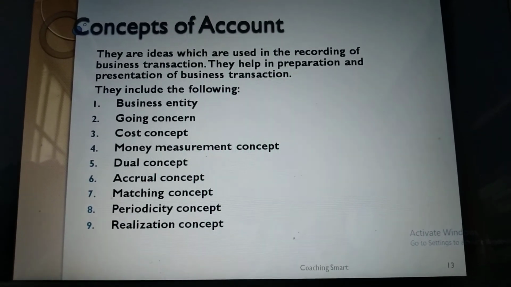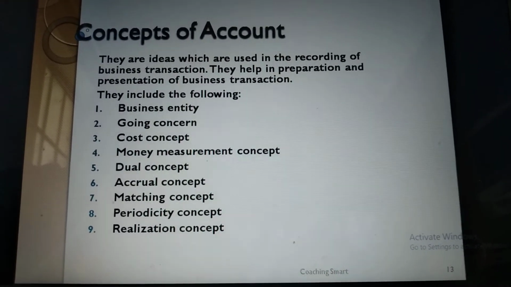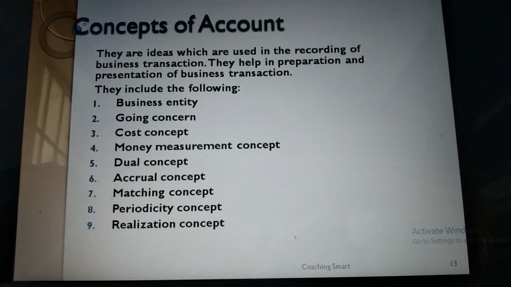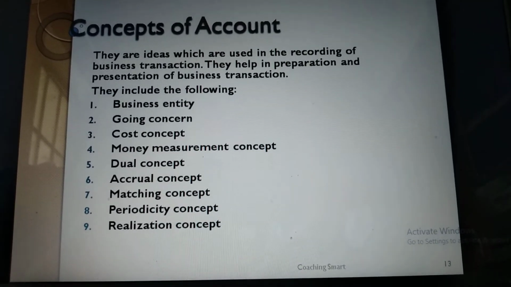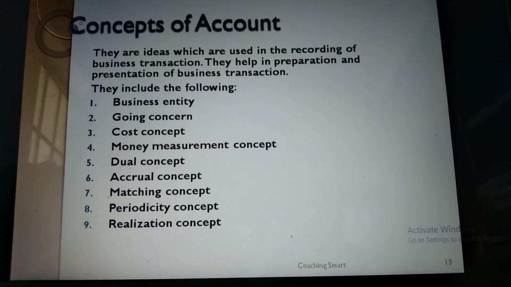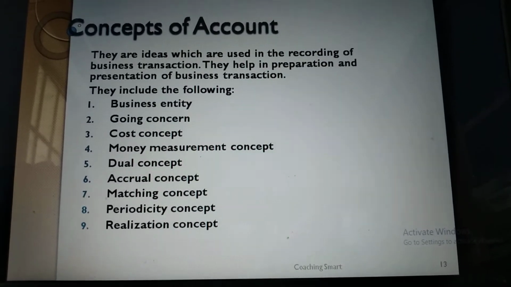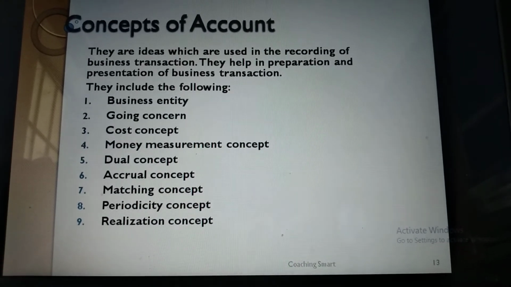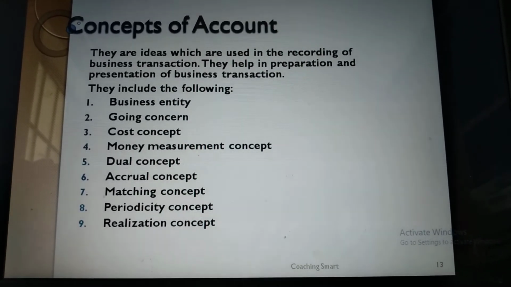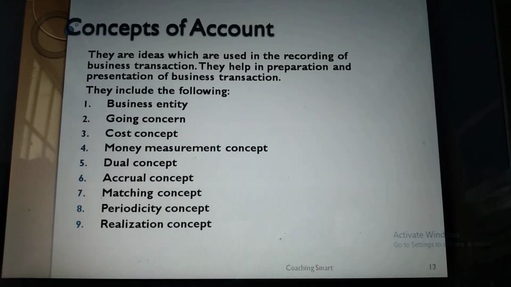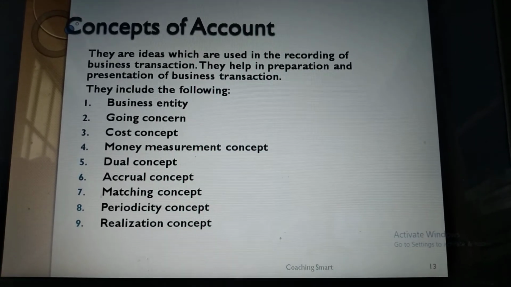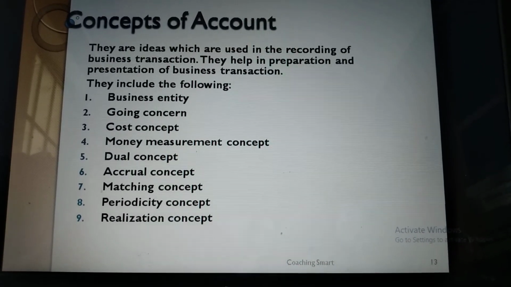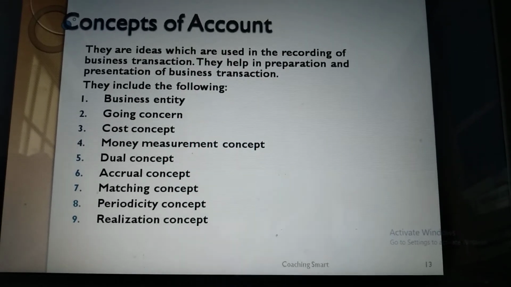Under realization concept, we describe or determine at what point cash is received or at what point a transaction is effected. Now there are 3 critical elements that we must understand in realization: order, delivery, and payment. Realization takes place when delivery is done, and not when the order is made, neither is it when cash is paid.